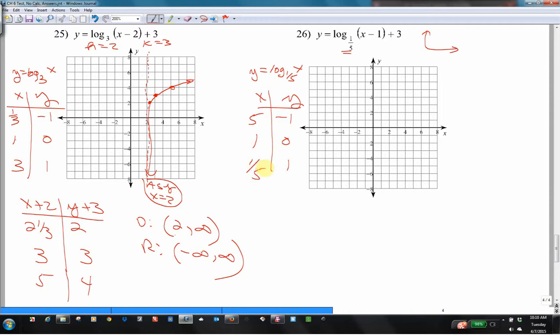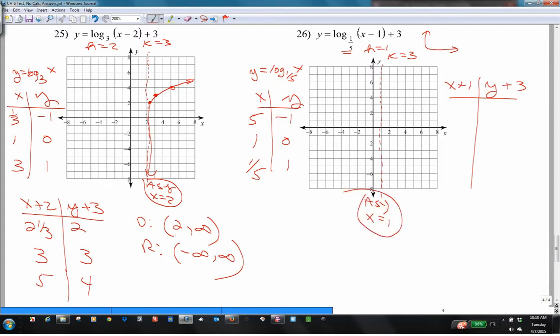So there's my parent graph. Now what's going to happen? I have h equal to 1, k equal to 3. So I'm going to get this kind of a shift. It's going to be x plus 1, y plus 3. So my asymptote is going to shift over to h. So the asymptote is going to be at x equal to 1.